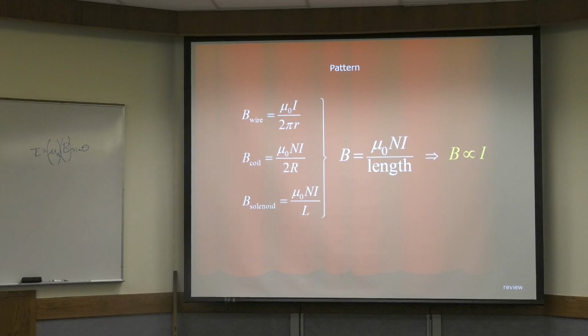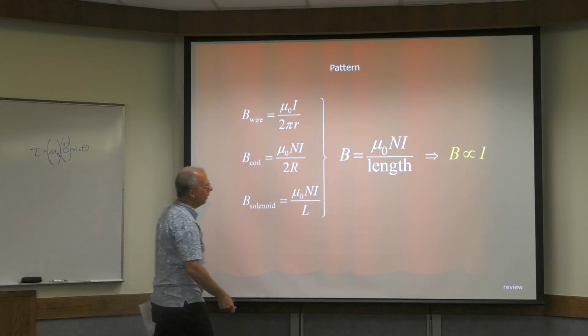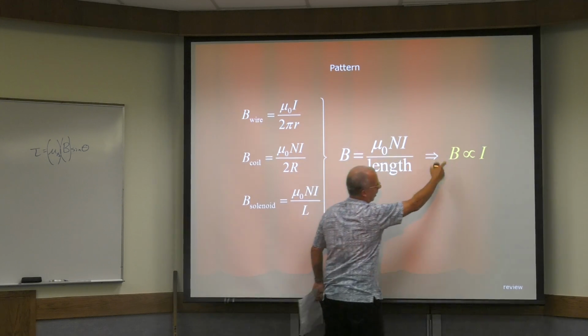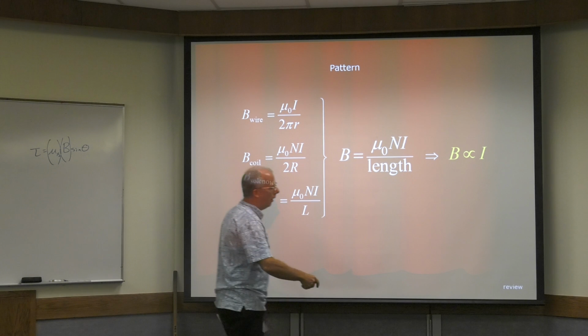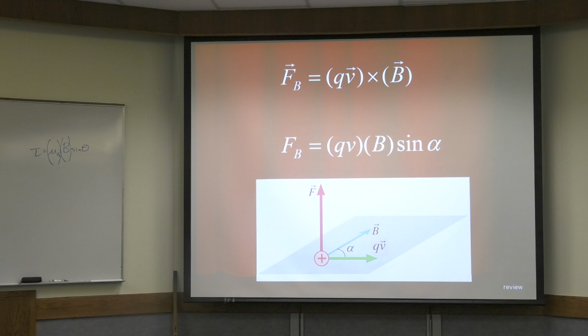Okay, so we did the wire, the coil, the solenoid. When I say coil, I mean at the center of the coil, right? And you can see that there's a pattern. The B field is mu naught N I over some length. Or if you just want to say, the B field is proportional to current. The larger the current, the larger the B field.